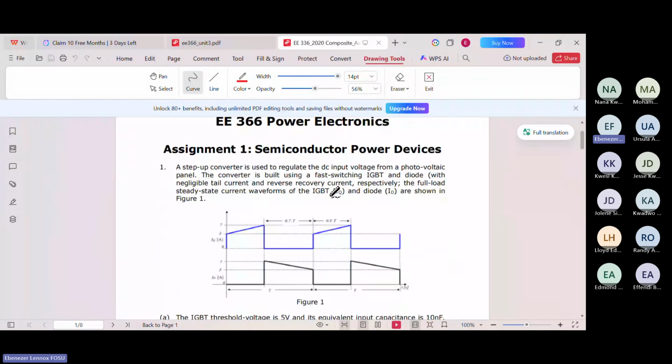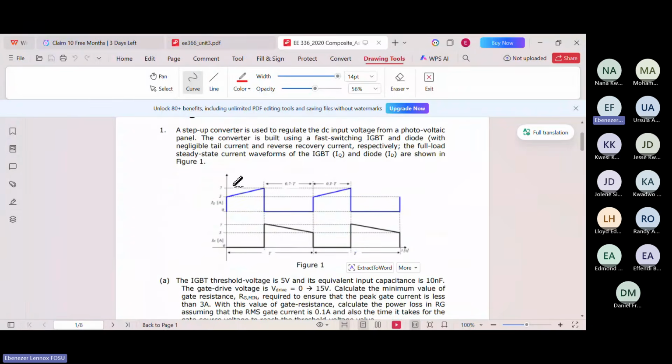So let's take note of the waveform. This is the waveform. Some of the things are not clear, so I'll try to write them out. This is zero. Sorry, let me change the pen there.